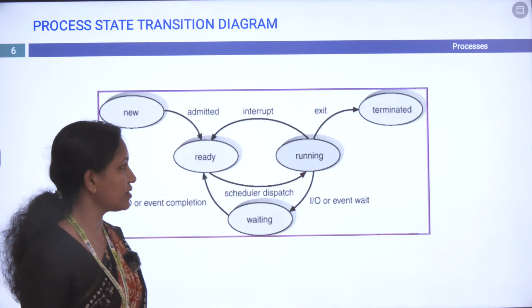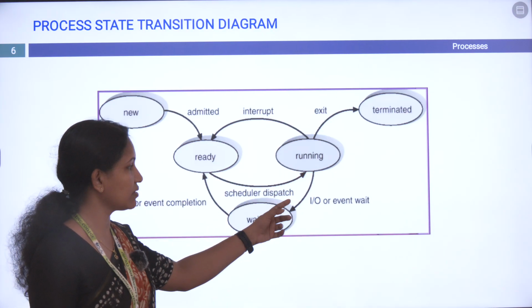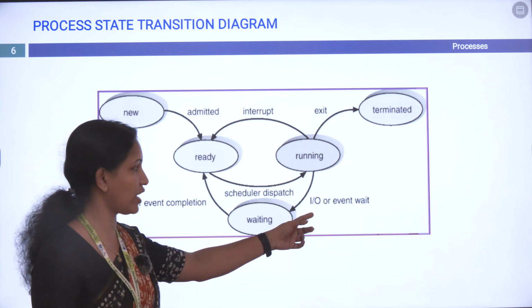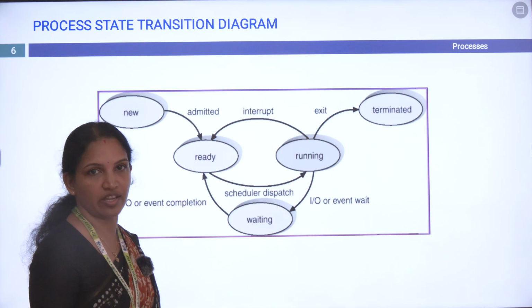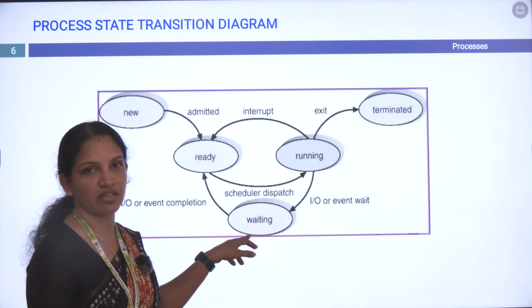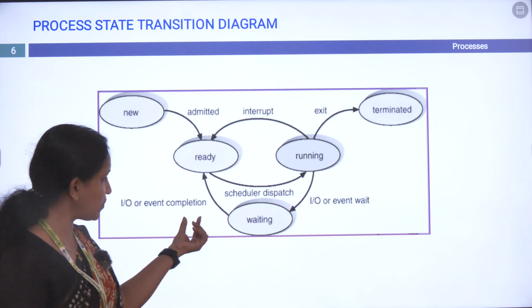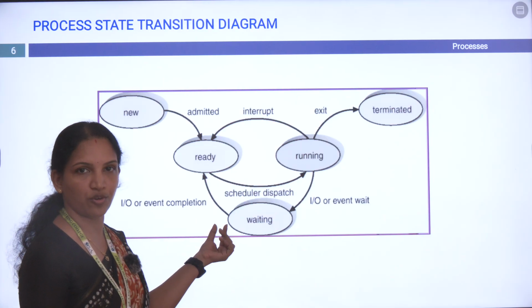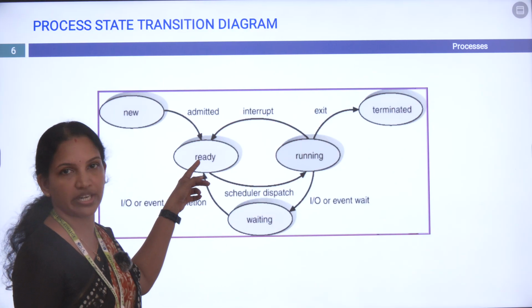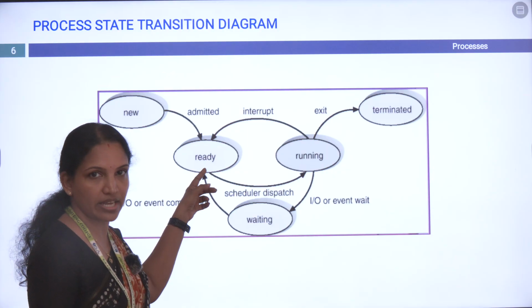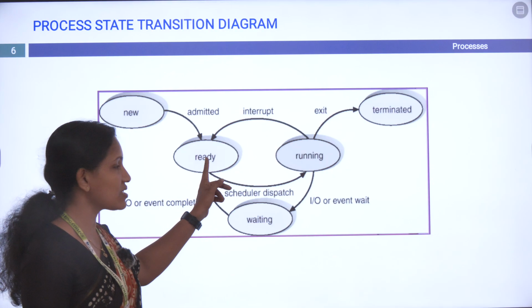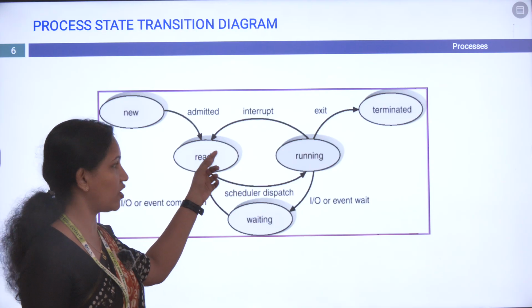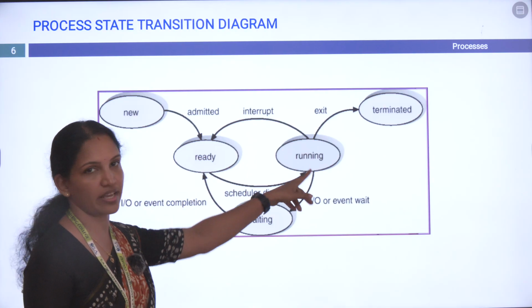The second case is that when the process is executing, suppose it is waiting for a particular IO operation or any event, then it will go to the waiting state. So after the completion of that particular event or IO operation, again it will go to the ready state. That is, that event has been completed and it is ready for execution. So once it is ready, when it is allocated the processor, again it can start execution.